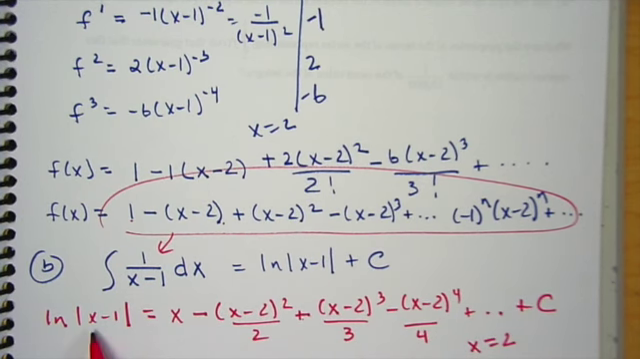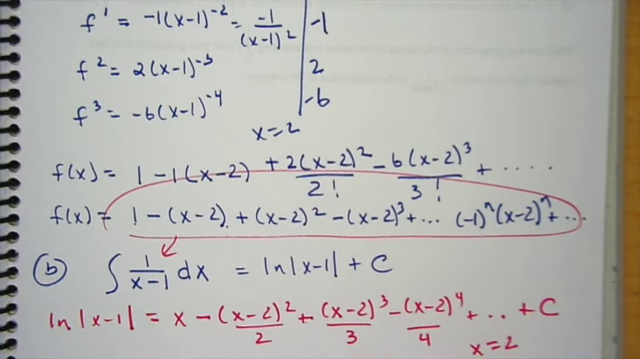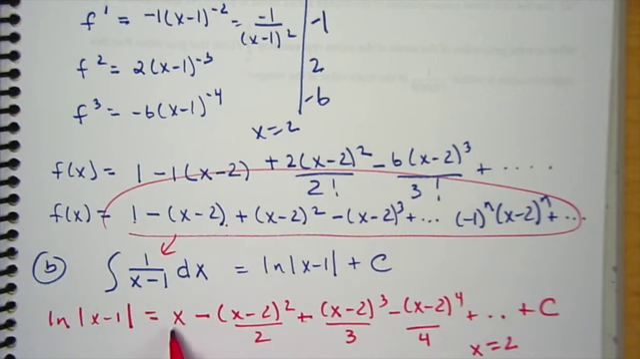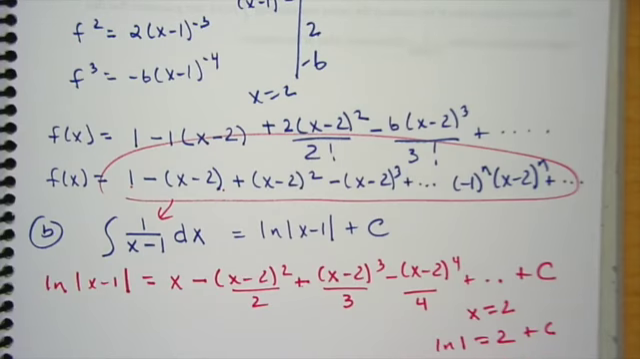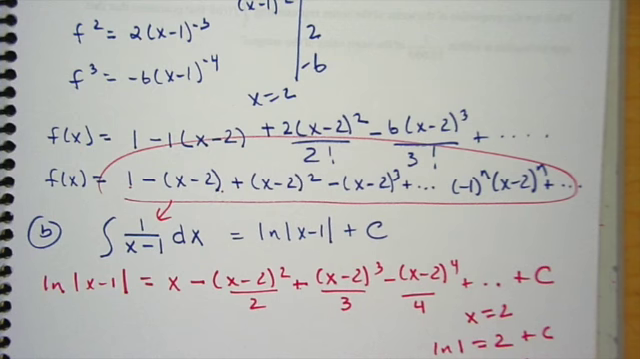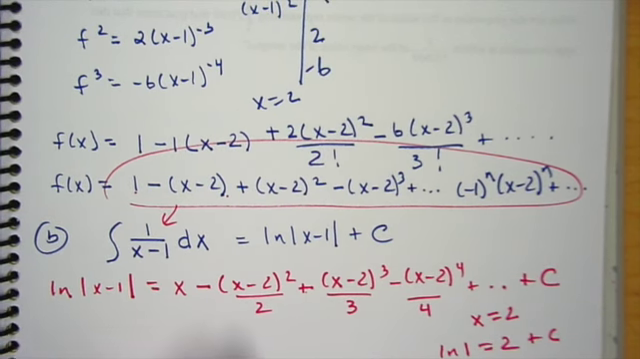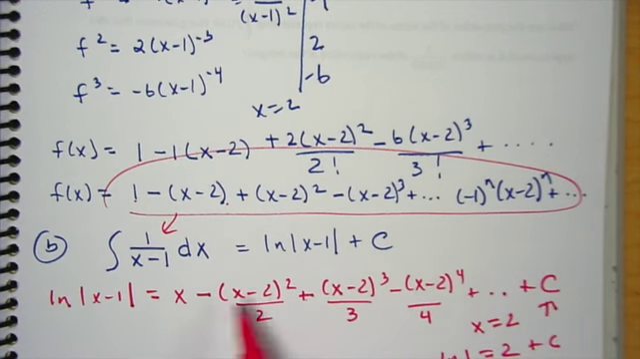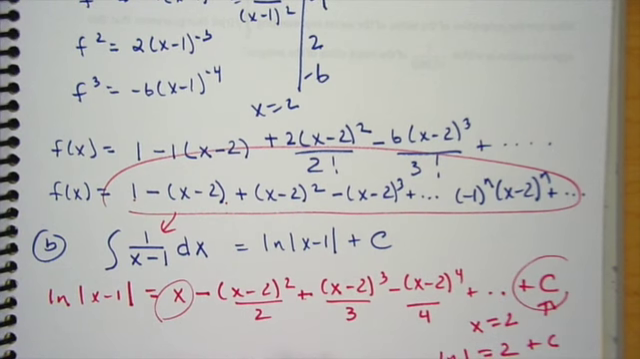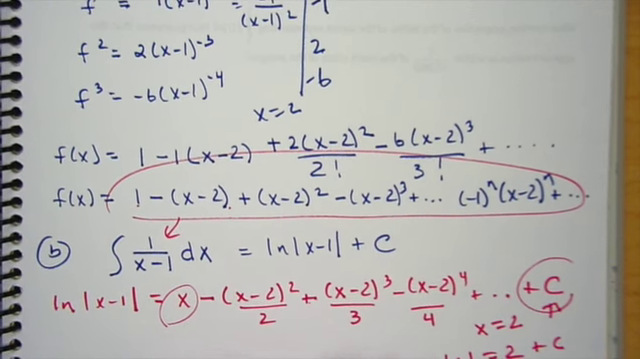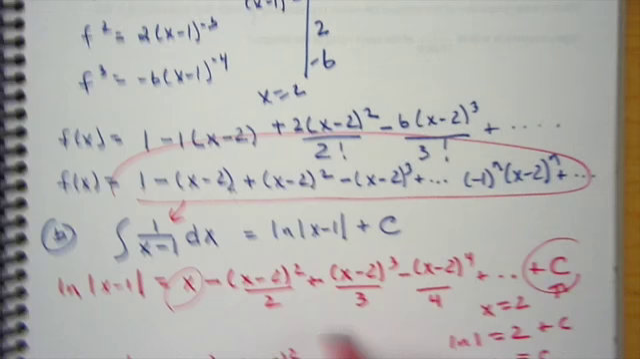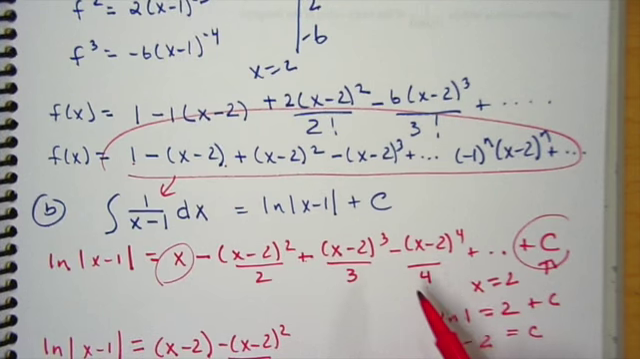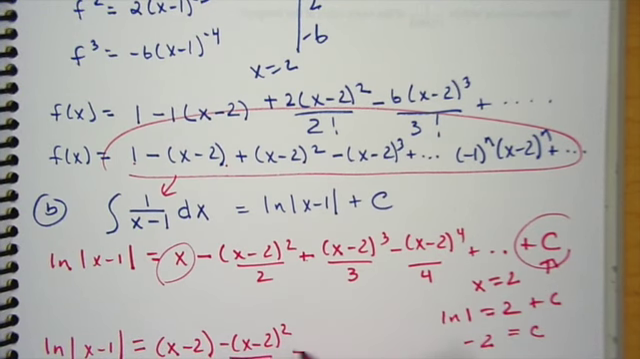If I plug in 2 here, this becomes natural log of 1, which is 0. If I plug in 2 here, this becomes 2. Every other term in this series becomes 0. This is what I have. We just said natural log of 1 is 0, so c is really negative 2. So I have natural log of x minus 1 equals, we just said this is negative 2. Well, I can group this and the negative 2 together, and really, I can rewrite that first term like this. And now, notice it says specifically you want a series about x equals 2. That's why it works out this way.